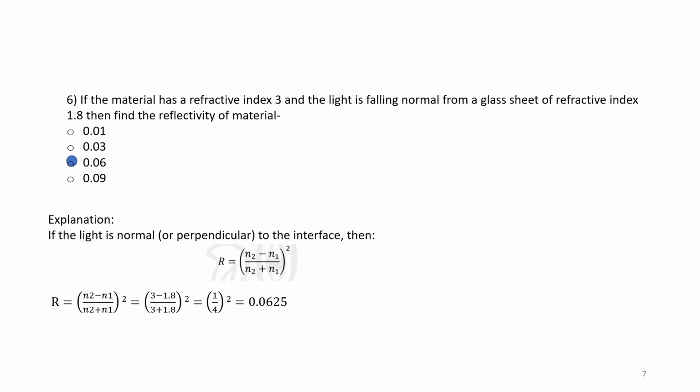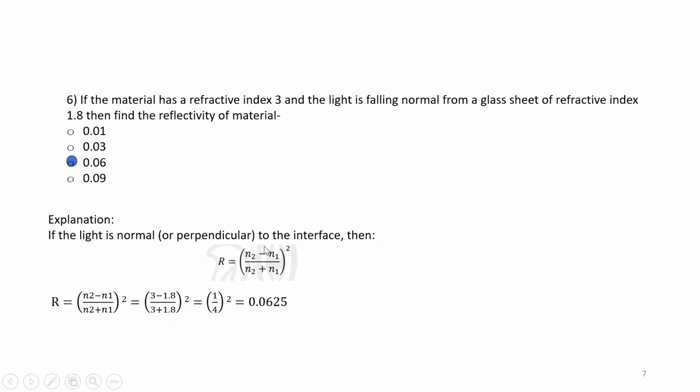So there is a simple formula for reflectivity of material. R equals (N2 minus N1) upon (N2 plus N1) whole square. So if the light is normal or perpendicular to the interface, then this formula you can use. Here N2 and N1 are the refractive indexes of two different surfaces. So N2 is your refractive index of the material, and the second one is for glass.